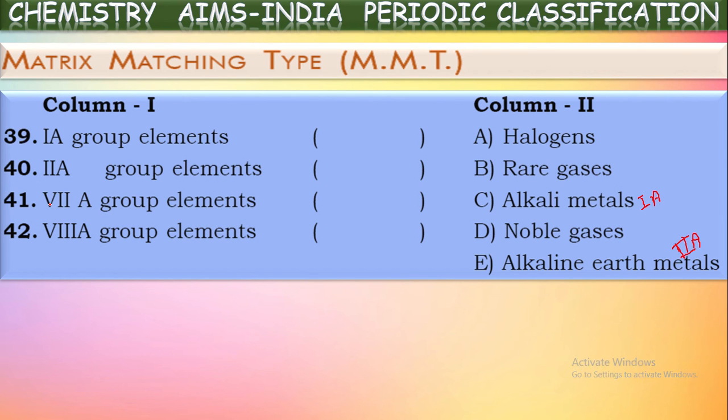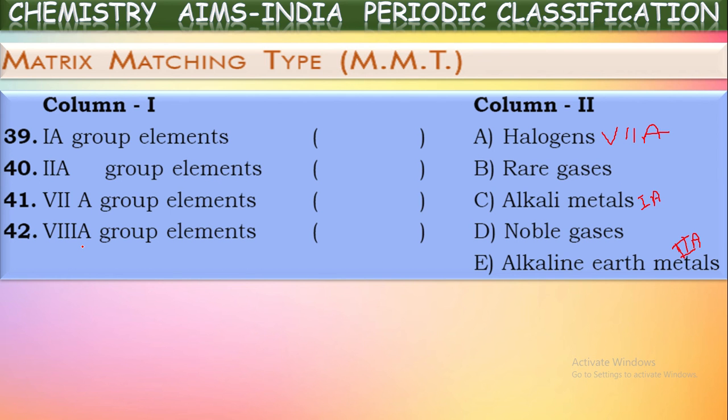Next, the 7A group elements. 7A group elements are fluorine, chlorine, bromine, iodine, and astatine. These elements are called halogens, which means salt formers. Okay, 7A group elements are called halogens.